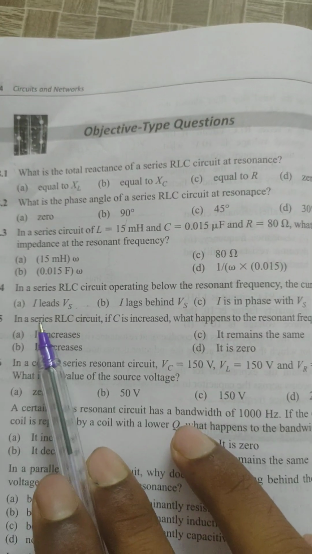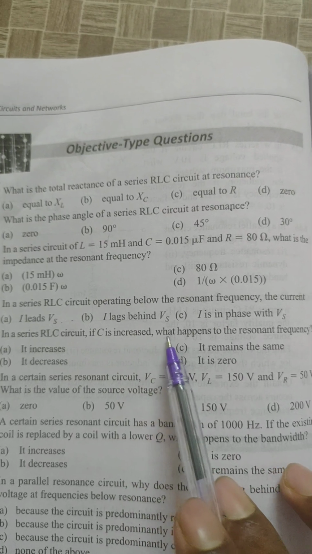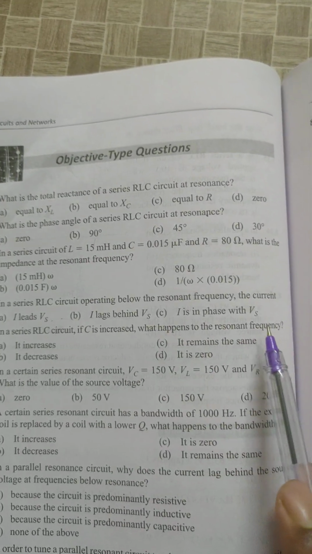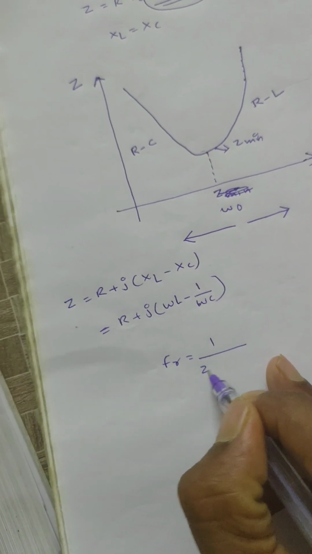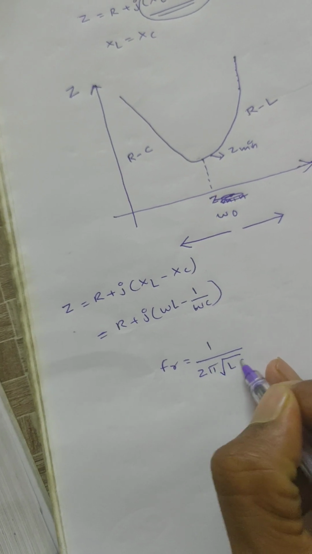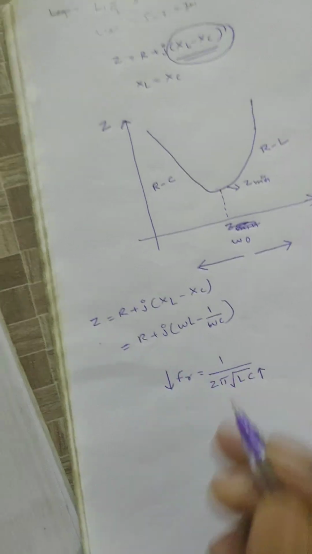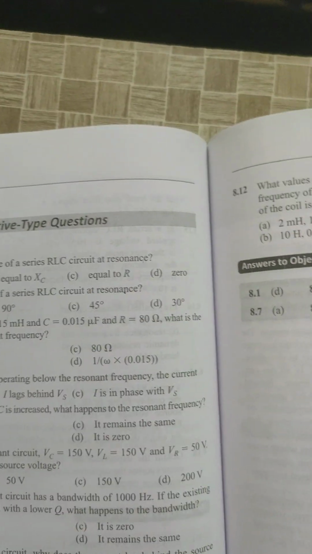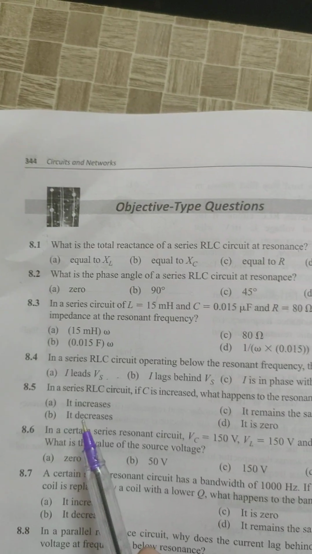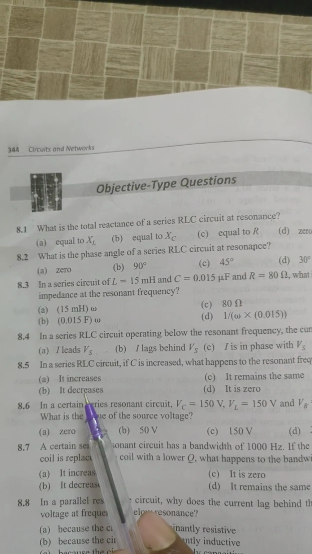Next, in a series RLC circuit, if the C value is increased, what happens to the resonance frequency? What is the formula for resonant frequency? Resonant frequency fr is equal to 1 by 2 pi root LC, right? When capacitance value increases, what is the effect on resonant frequency? It is inversely proportional, so the resonant frequency decreases. That means the second option is correct.